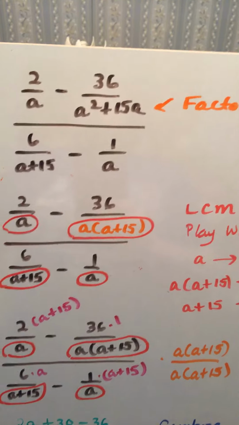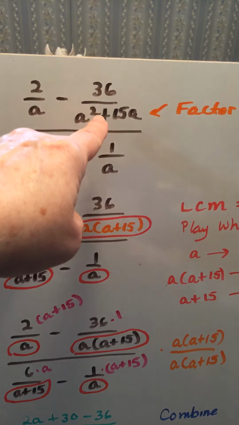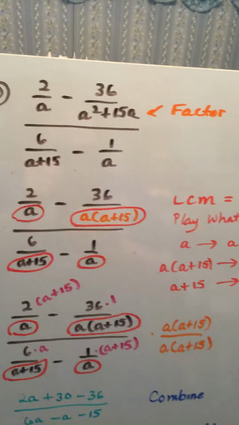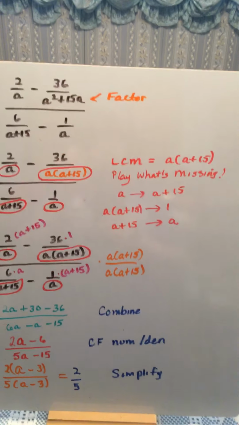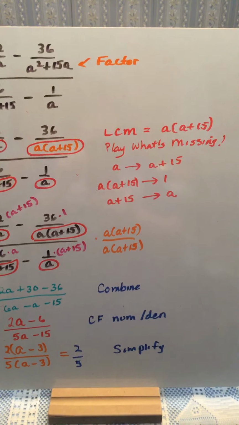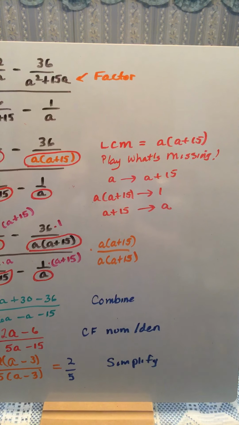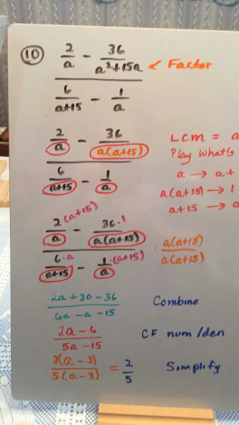All right, another problem. Just the same thing, but now I've got a quantity I need to factor. So I common factor it, and here I'm ready to go. I see that my lowest common multiple is a times a plus 15. I play what's missing. a needs a plus 15. a times a plus 15 needs 1, and a plus 15 needs a.